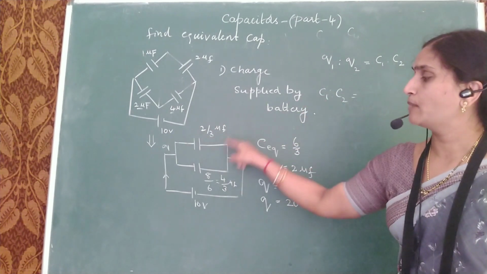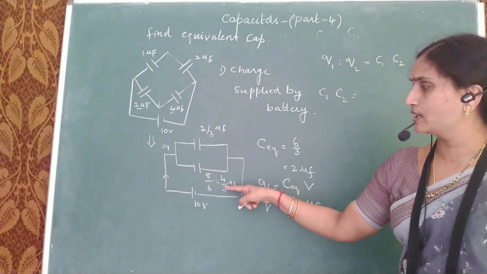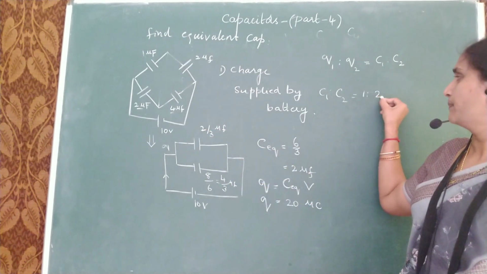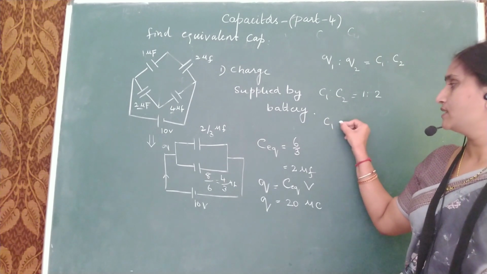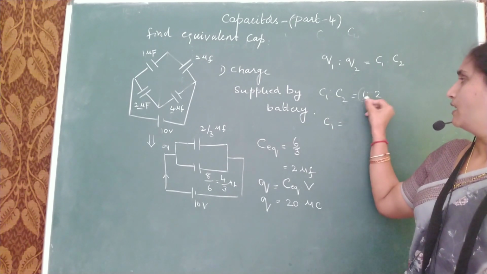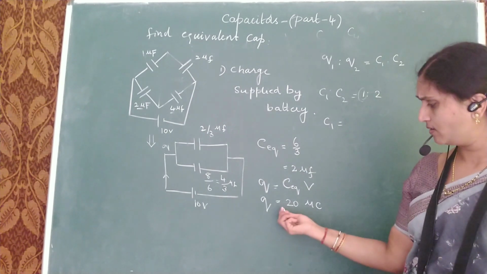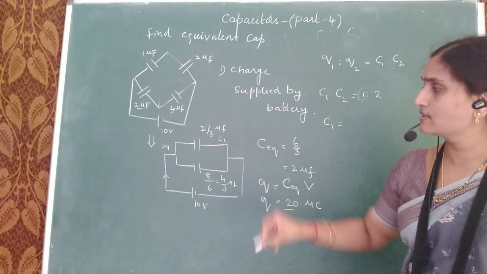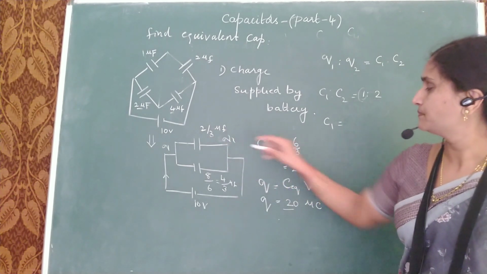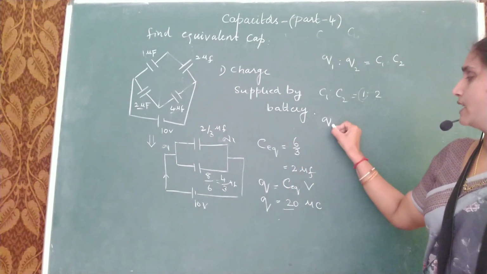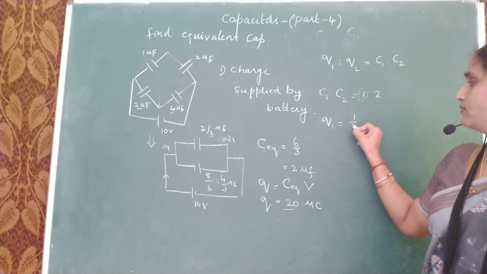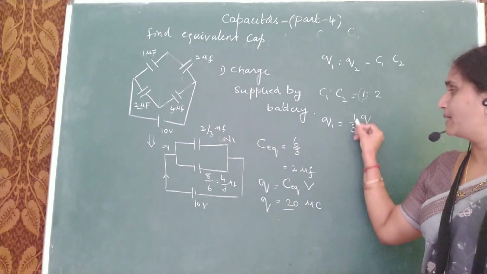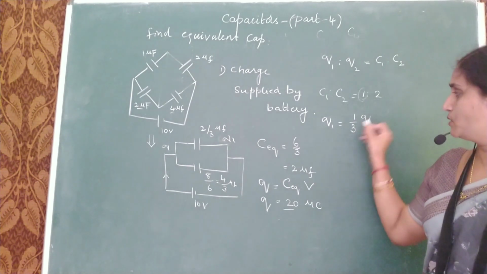C1 is the capacitance of the upper branch and C2 the lower branch. I am taking the ratio. It is 2 is to 4, that is nothing but 1 is to 2. Then what should be the charge of C1? See, it is getting 1 part out of 3 of the total charge. That means charge on the upper branch, this is Q1. Q1 I will write is 1/3 of the total charge. Because the ratio is 1 is to 2, it will get 1 part out of 3 into 20.